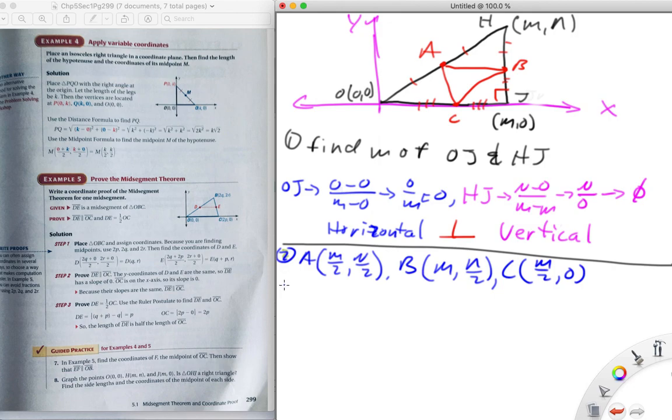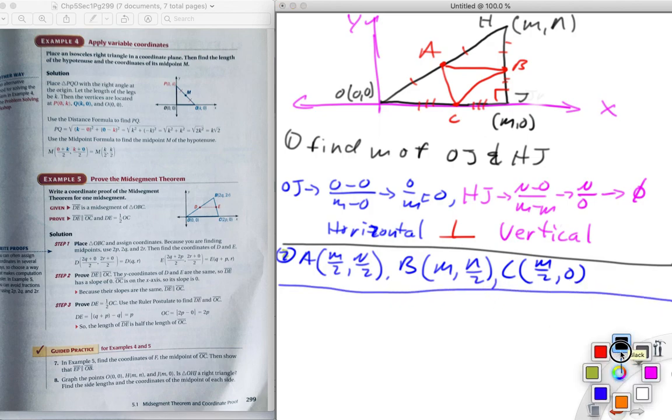Find side lengths. Okay, so they want the lengths of the sides of the triangle. So they want the distance. So for step 3, for HJ, I can use the ruler. For OJ, I can use the ruler. For HO, since it's a diagonal line, I can use the distance formula. So let's worry about HO first. But even that, since there's zeros, that's actually pretty good.